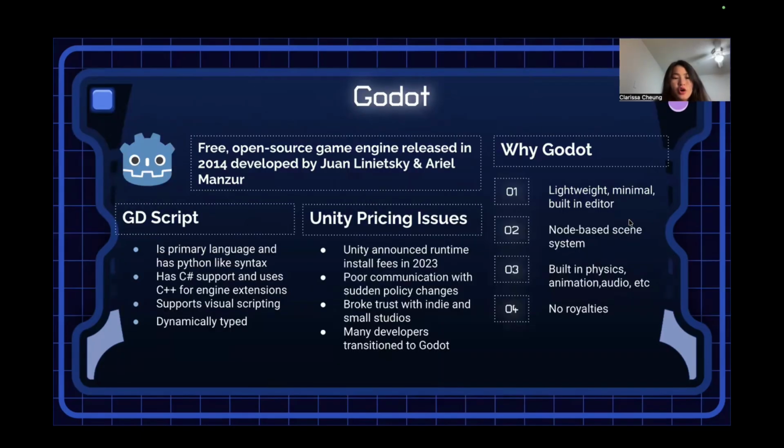Godot is a free open source game engine released in 2014 and developed by Juan Linietsky and Ariel Manzur. The main programming language is GDScript, which has a Python-like syntax. It has C# support and uses C++ for engine extensions. It also supports visual scripting and is dynamically typed. The reason why I chose Godot is because it is lightweight, minimal, and has a built-in editor. It is also node-based, and has built-in physics, animation, audio, etc. And there are also no royalties.